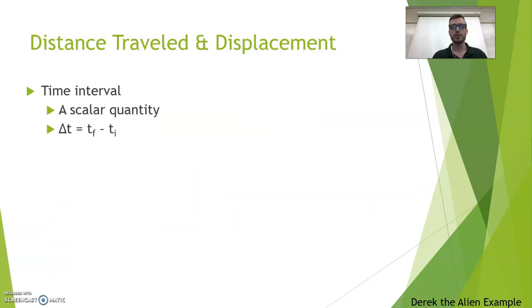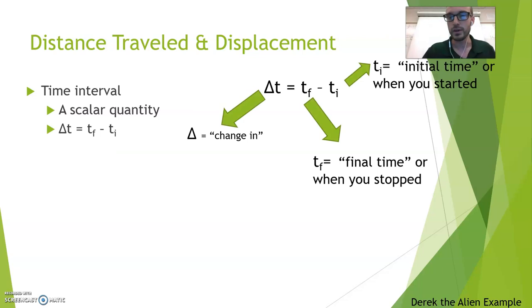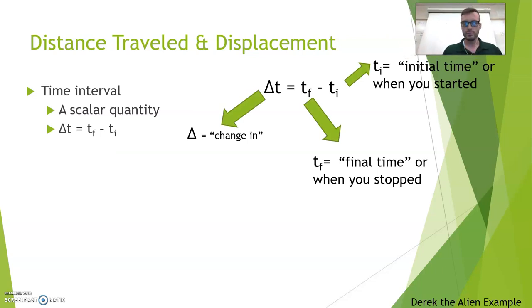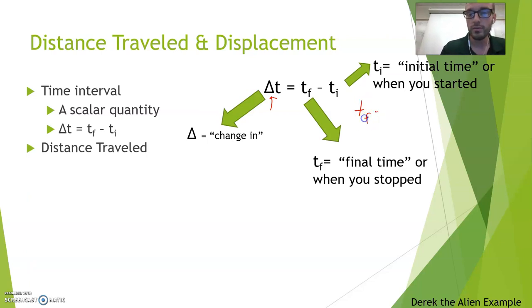When we talk about time intervals, time is also a scalar because it doesn't have direction. It only goes one way, right? And if you ever see this symbol right here, it's a Greek symbol, delta. It means change in. So delta t would mean change in time. Whenever you have a change in something, it's because you started with some initial amount, and then you ended with some final amount. If you want to know the difference between those two, you just subtract them. So you would take t final minus t initial.